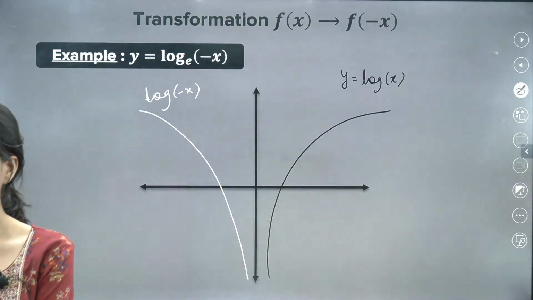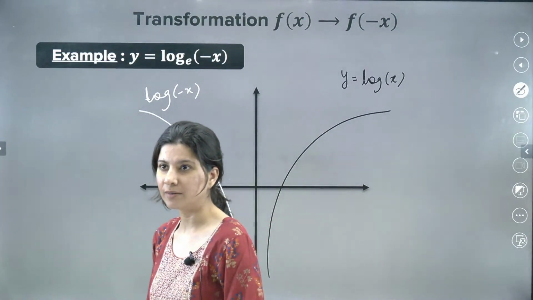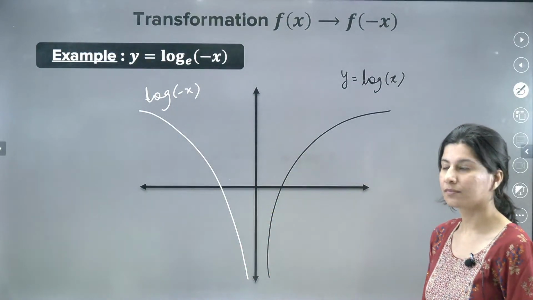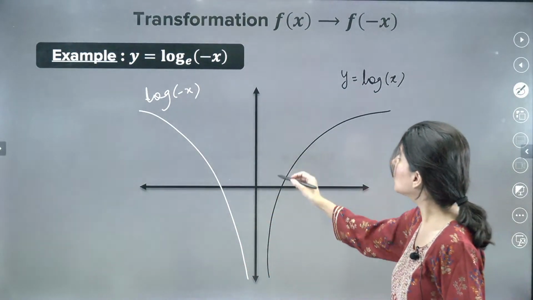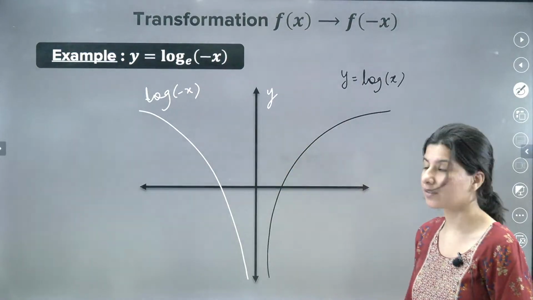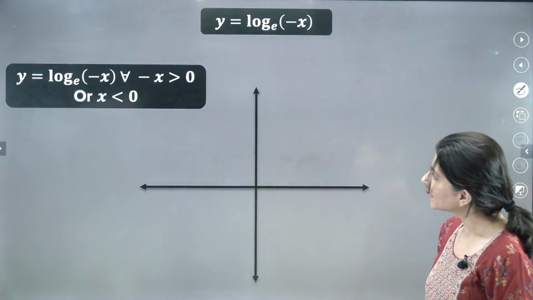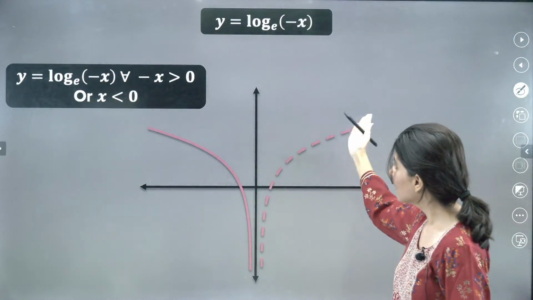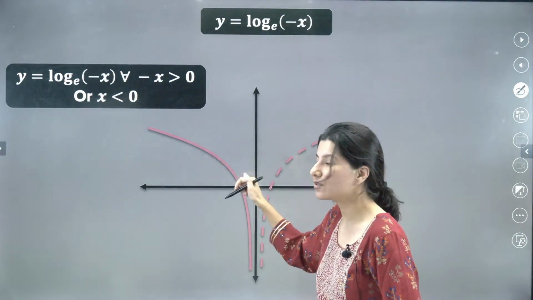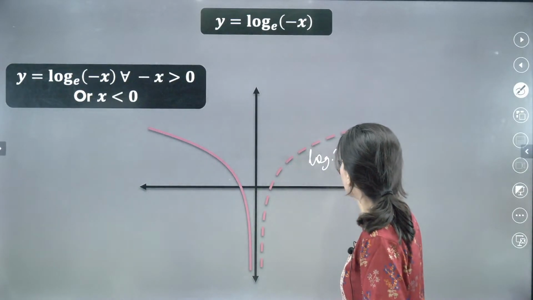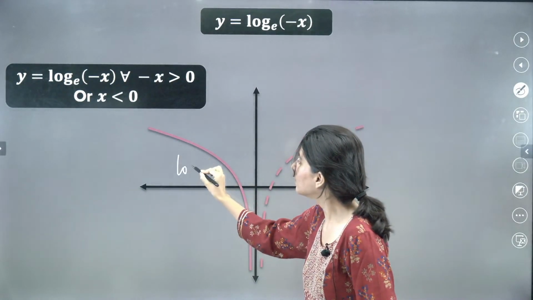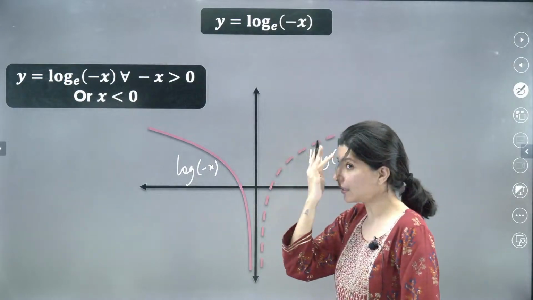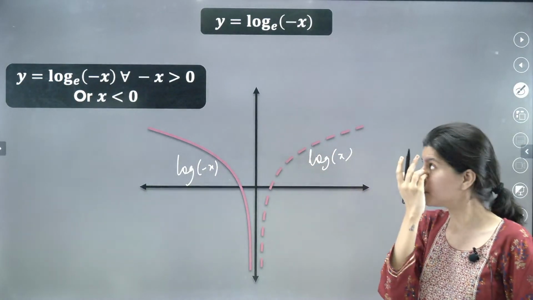Okay. All right. Clear? About y-axis you have to take. All right. Clear? Yeah. So this is the thing about y-axis if you take. So this was log of x and this is log of minus x. Correct? Okay.